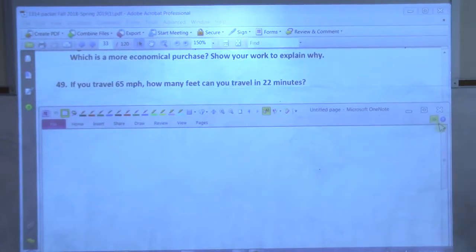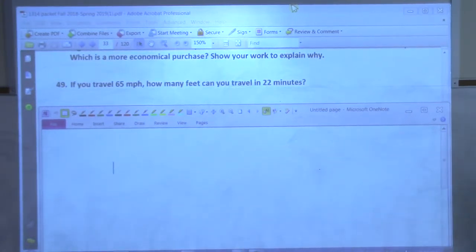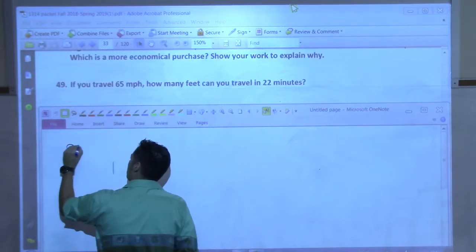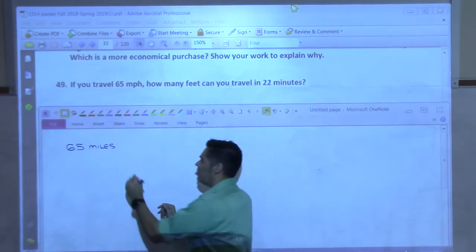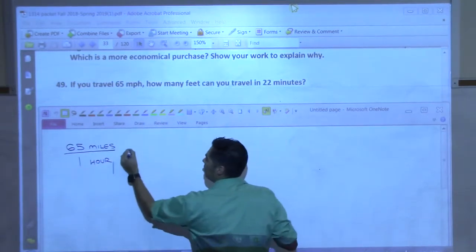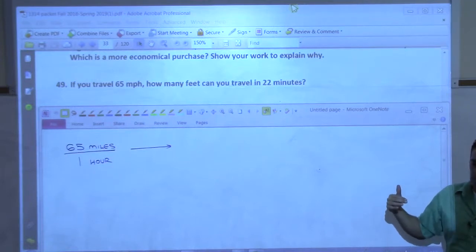Yeah, this is a perfect example of what I meant by it's all about the procedure as opposed to knowing we can do this with technology pretty easily. All right, if you travel 65 miles per hour, how many feet can you travel in 22 minutes? Right? Okay, so right now, when we say 65 miles per hour, what we mean is that we go 65 miles in 1 hour, right? In 1 hour. So I'm going to divide this by 1 hour. And what we need to do is somehow get this over to what? Feet per minute, right? Feet per minute.